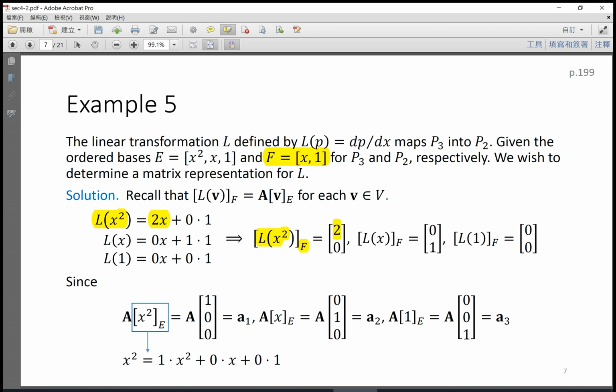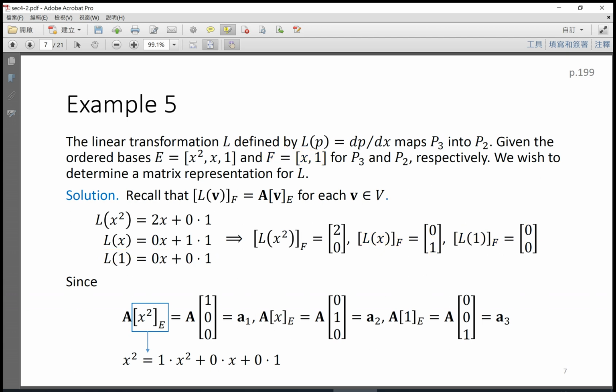Next, we can compute L of x, which equals 1, because L is the differentiation operation. Then we need to express 1 as a combination of basis F. Then 1 is 0 times x plus 1 times 1. Hence, the coordinate of L of x with respect to F is 0, 1. Next, we compute L of 1. Because L is the differentiation operation, L of 1 equals 0, and 0 equals 0 times x plus 0 times 1. Hence, the coordinate of L of 1 with respect to F equals 0, 0.